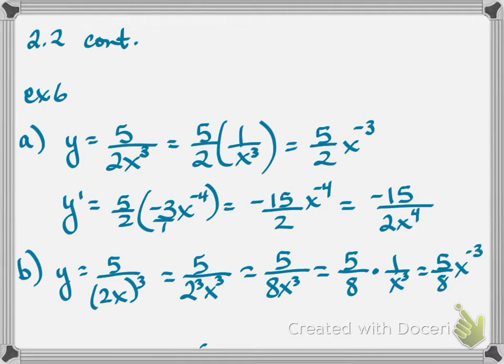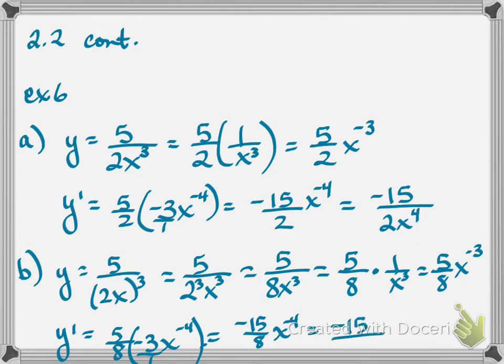So you can slow down and look through that more. Now we're ready to take the derivative. So it's 5/8 times the derivative of x to the negative 3. So that's negative 3x to the 1 less, to the negative 4. Make that 3 a fraction so you can multiply, and you get negative 15/8 x to the negative 4. So it's negative 15 over 8 x to the positive 4. So just having a set of parentheses made a big difference.